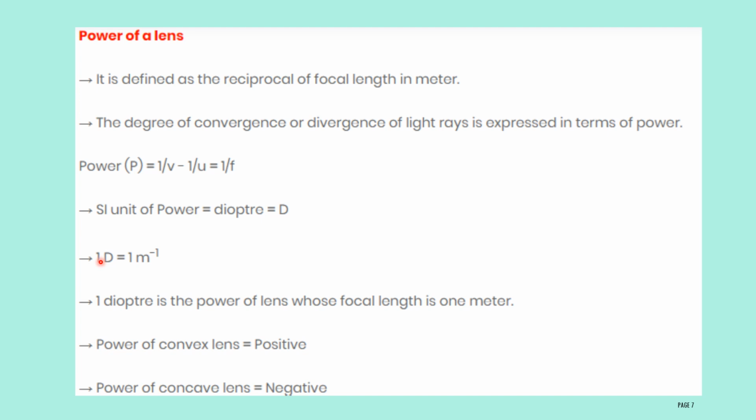Diopter. Here, 1 diopter is 1 per meter. 1 diopter is the power of a lens whose focal length is 1 meter. Power of a convex lens is always considered as positive. Power of a concave lens is always considered as negative.